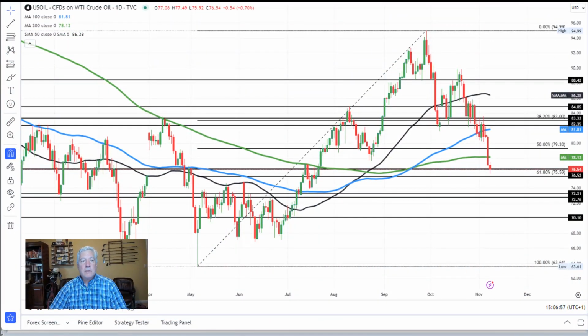This is a Forex quick look. I'm going to take a look at the dollar versus Canada. When you talk about the dollar versus Canada, you have to keep an eye on the price of oil. And what have we seen?